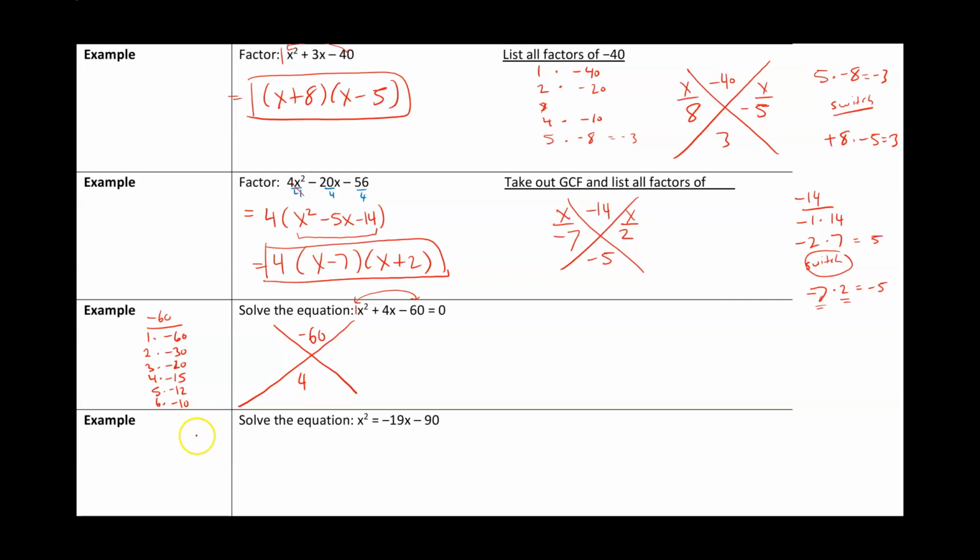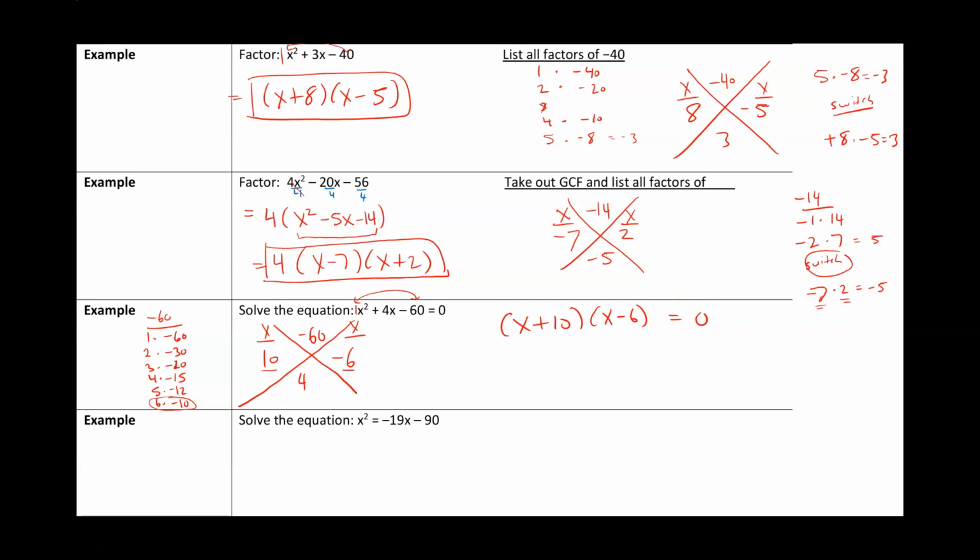Okay, now which of these adds up to be a 4? This one does, 6 and negative 10. However, that adds up to be a negative 4, so we have to switch the sign to be a positive 10 and a negative 6. So now they multiply to be a negative 60, but they add up to be a positive 4. And then I put an x on top of each. So when it falls over, we get x plus 10 times x minus 6, and that's equal to 0.